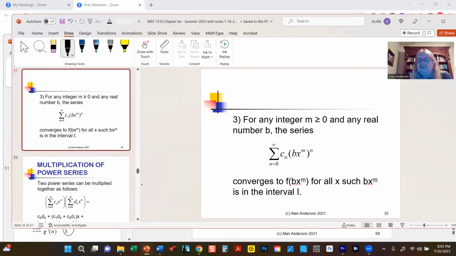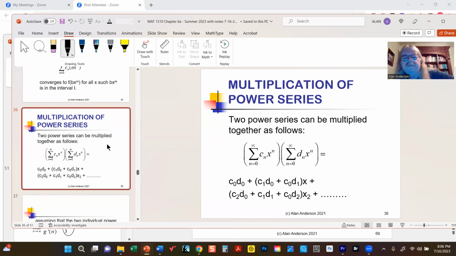And for here, it's the same idea. If the series converges to f of bx to the m, as long as this is in the interval I, okay. So it's the same idea, except that the bx to the m is being raised to the nth power. Now, these can be multiplied together as well as added. Okay, so if that happens, this is what you'd end up with.